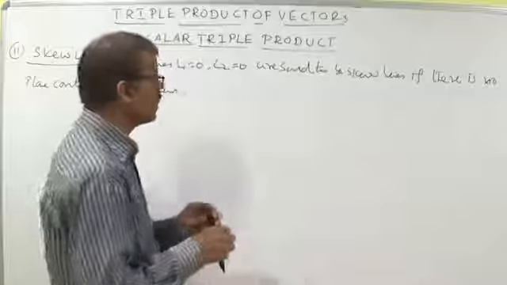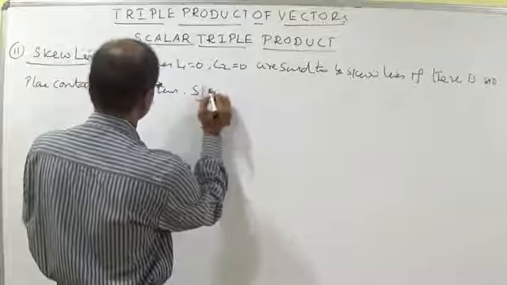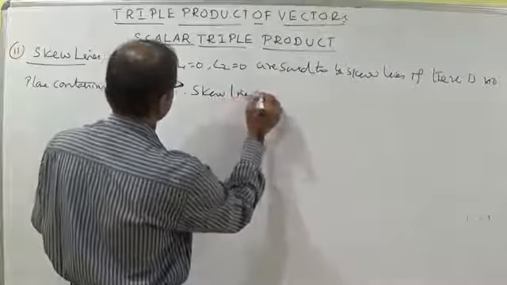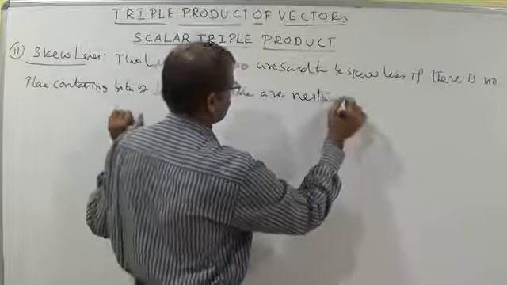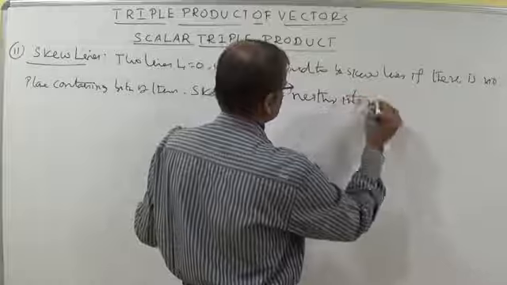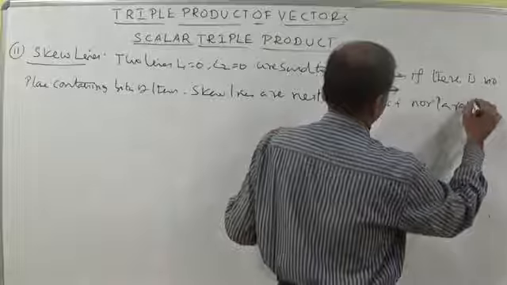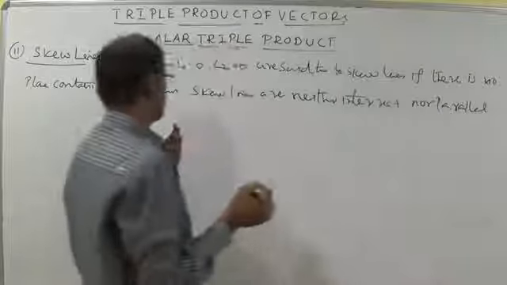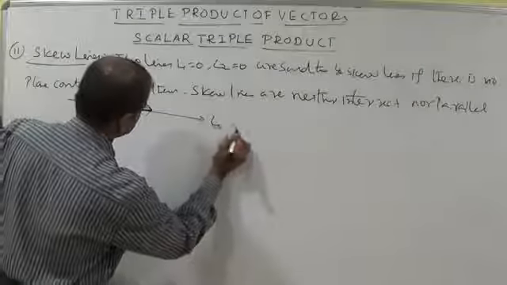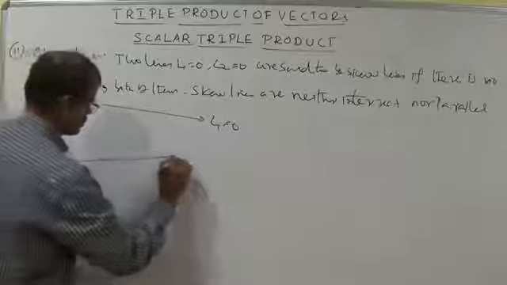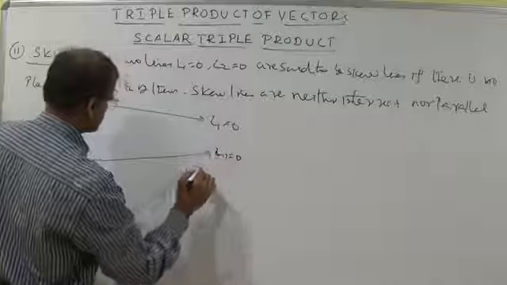We can say that the two lines never intersect, neither are they parallel. Skew lines are neither intersecting nor parallel. So parallel condition or perpendicular condition or anything is not possible. Let us denote like this: this is L1 equal to 0, this is L2 equal to 0. Simply leave it like that. Don't join the two lines.